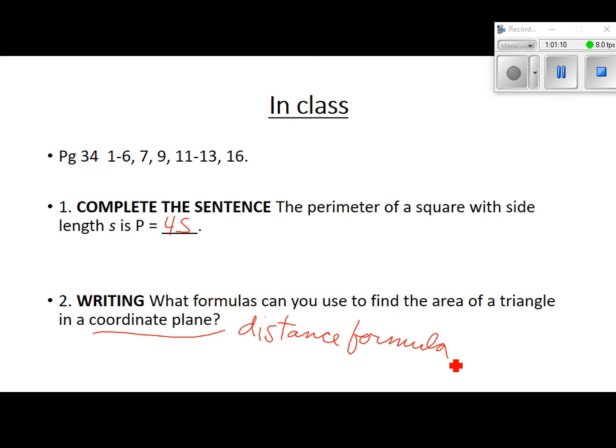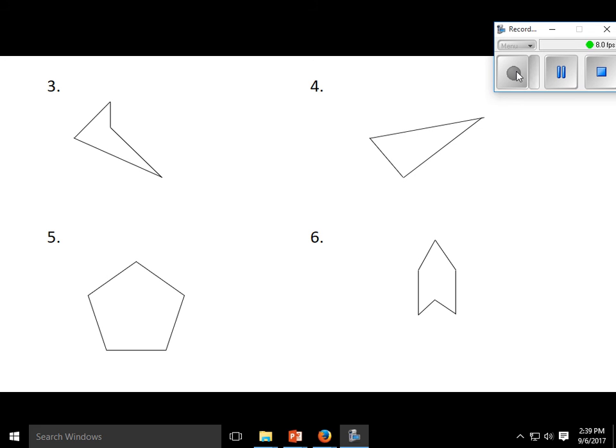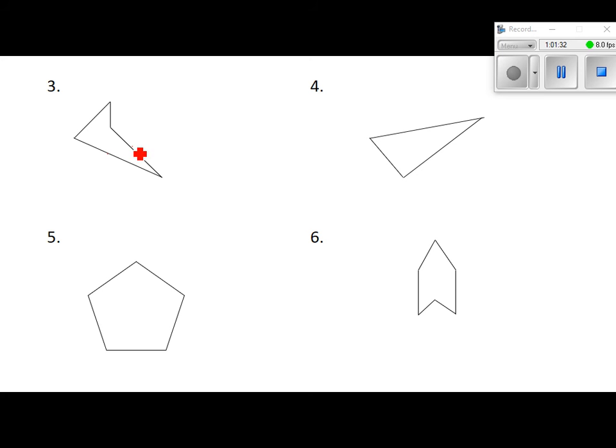The next ones, 3, 4, 5, and 6, they want you to name the polygon according to the number of sides. So you just count up the sides, and they want you to tell whether it's concave or convex. On this first one, count sides 1, 2, 3, 4. So it's a quadrilateral. And you see this angle right here is more than 180.